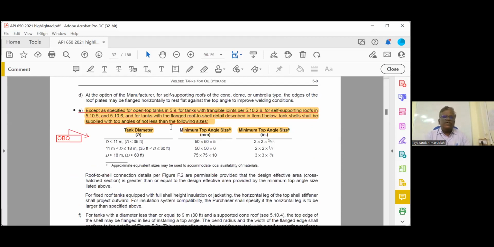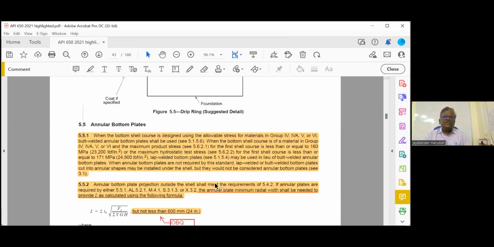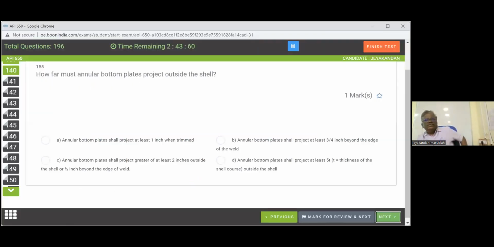So here, under the annular bottom plate formula, you can see this one: not less than 24 inch. It is given in 5.5.2, correct. Not less than 24 inch. That is the minimum. Then next question. How far must the annular bottom plate project beyond the edge of the weld? That is the one. Okay. Next.